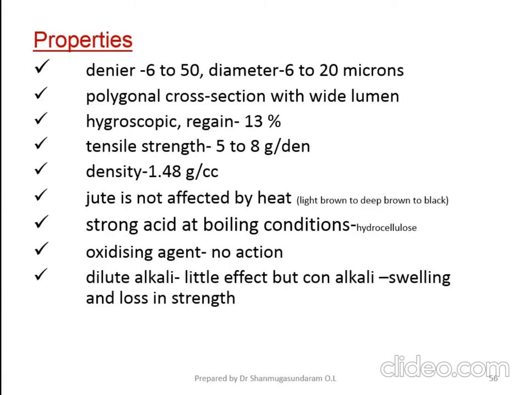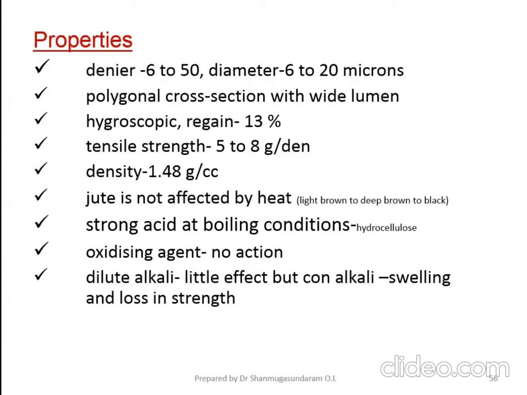So now look at the properties of the flax fiber. Flax fiber has a denier of 6 to 50 denier. The diameter of the flax fiber is 6 to 20 microns. If you look at the cross-sectional shape of the flax fiber, it is polygonal in cross-section with a wide lumen. We have already discussed this word lumen. Lumen is present in the center portion of your fiber. It is an empty space present in your fiber.